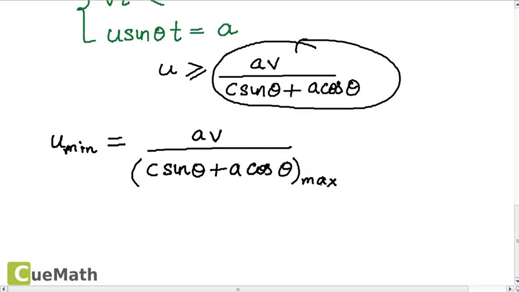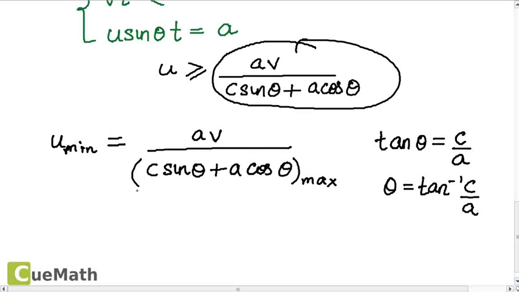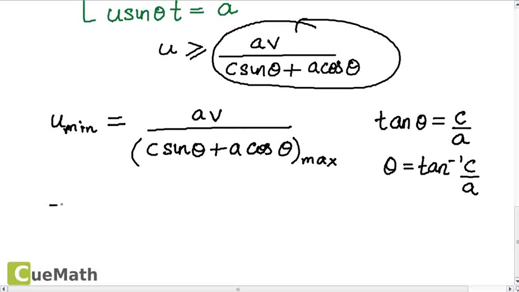Now you can easily show that the maximum value of this is obtained when tan theta is equal to c by a. You can show it by a simple differentiation of this expression and equating it to 0. So theta is equal to tan inverse c by a. When that happens, then u is at its minimum possible value. So if t is the time that is taken to cross the road and b is the breadth of the road, then obviously t will be equal to b by the y component of the velocity of the squirrel, so b by u sine theta.